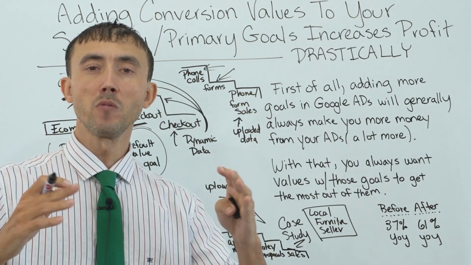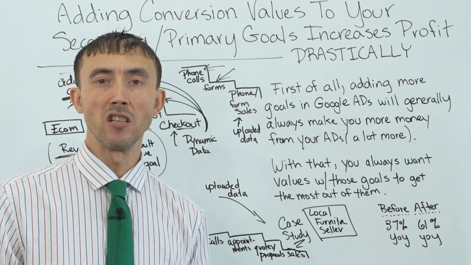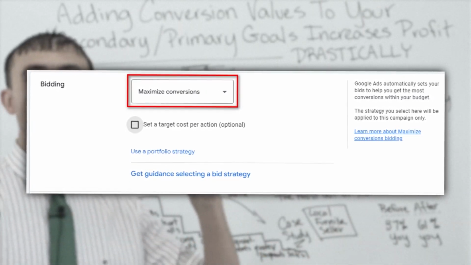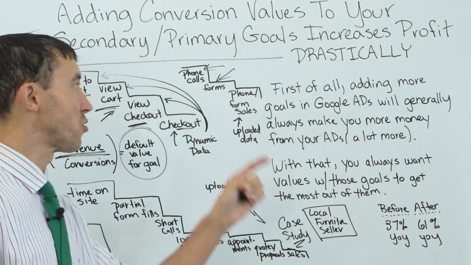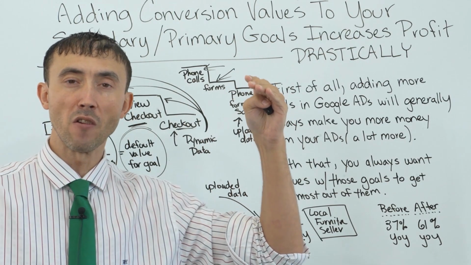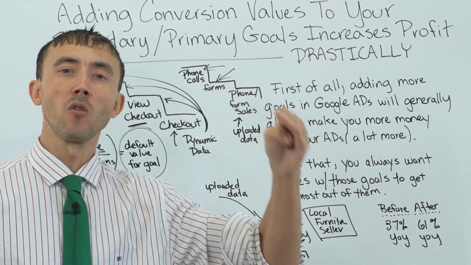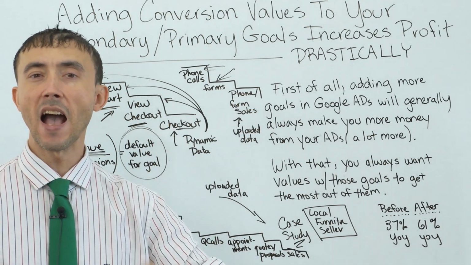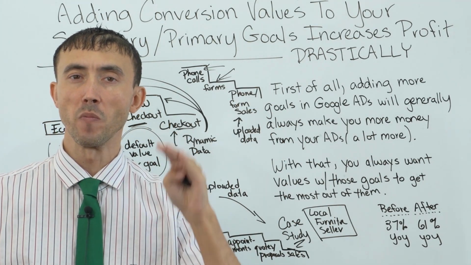Knowing that if you use the maximize conversion value bidding strategy, whatever goal has the most value in it, that's going to be the goal that Google optimizes for more. So they're going to try to optimize for it in that case. If the phone calls have generated more revenue per call, then it's going to push for phone calls more than forms. And that's exactly what you want the system to do for you on your behalf.